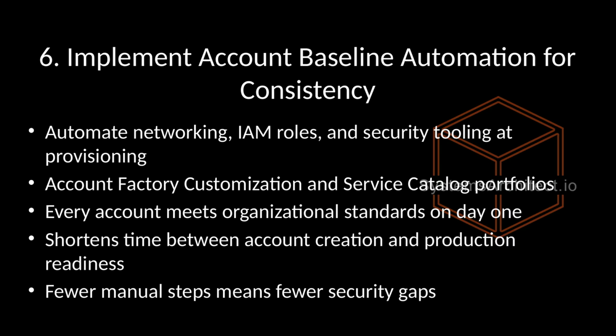6. Implement account baseline automation for consistency. New accounts shouldn't sit idle waiting for someone to configure networking, IAM roles, and security tooling by hand. Account Factory customization and AWS Service Catalog portfolios let you define a baseline that deploys automatically the moment an account is created. Every account then meets the same organizational standard on day one. Fewer manual steps between creation and readiness means fewer security gaps slip through unnoticed.